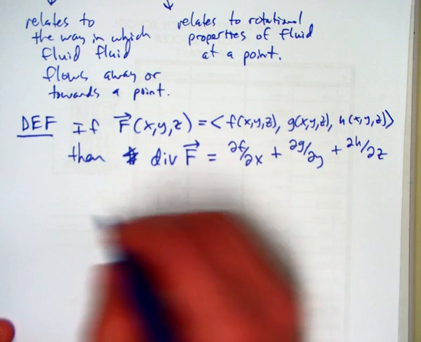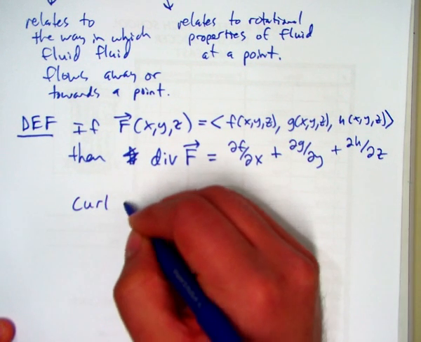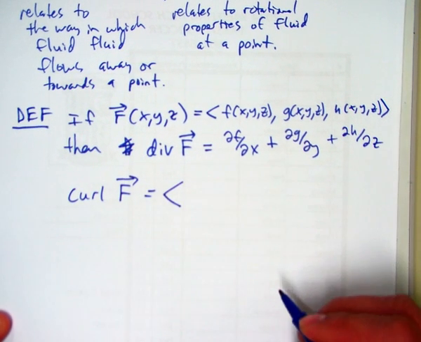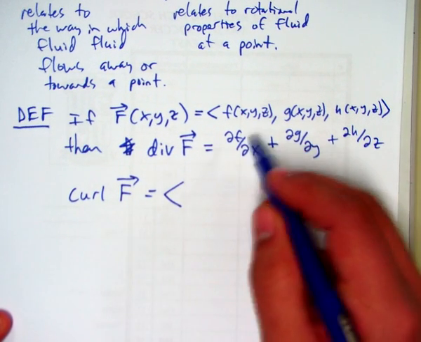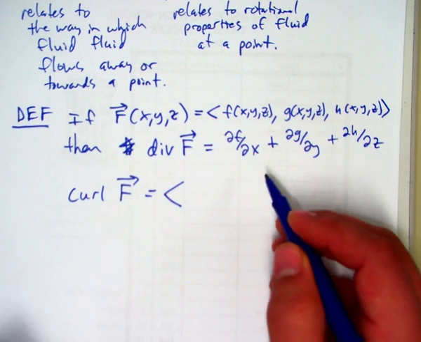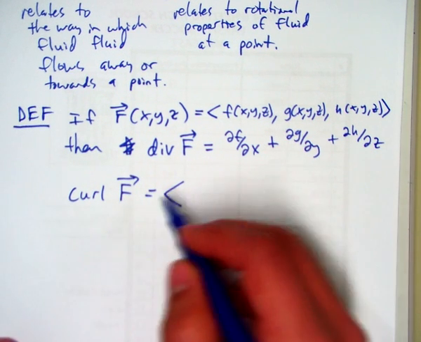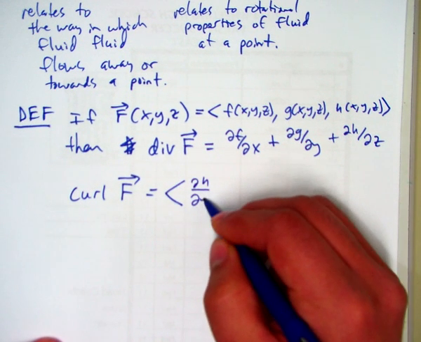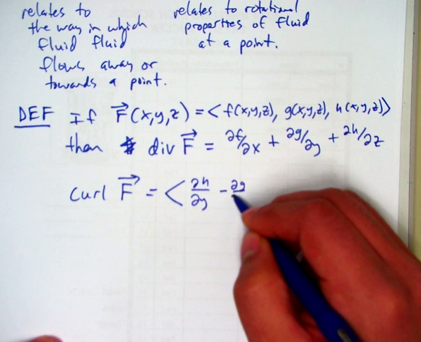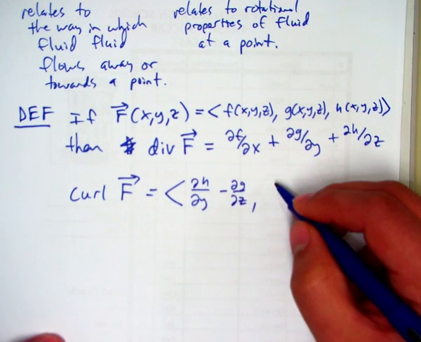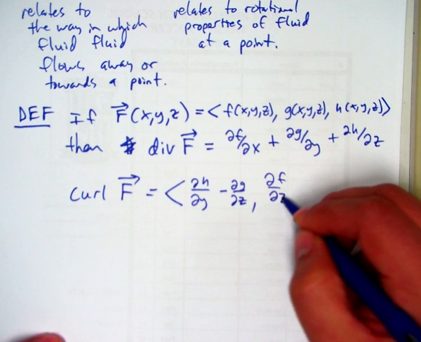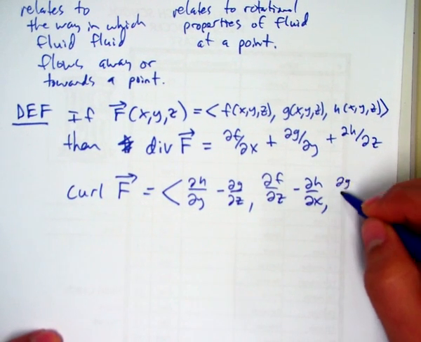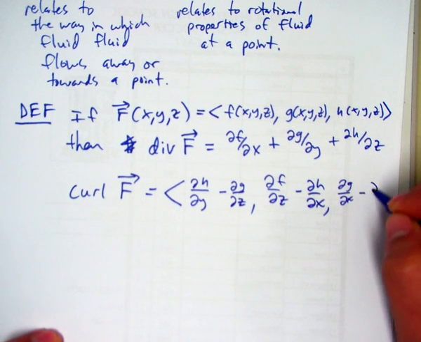Curl is another vector, not a value. Notice the divergence is going to give you a scalar. Does that make sense? Curl is going to actually give you some vector, and that's partial h, partial y, minus partial g, partial z. That's for the x component, or the i component. Partial f, partial z, minus partial h, partial x. That's the j component. And then partial g, partial x, minus partial f, partial y.